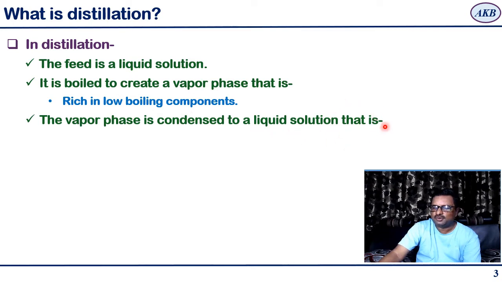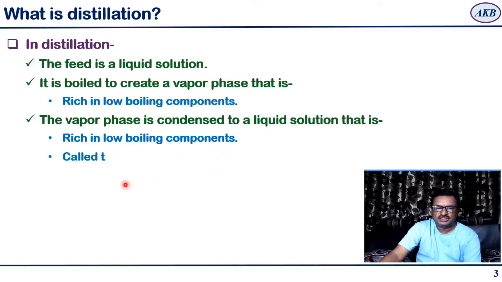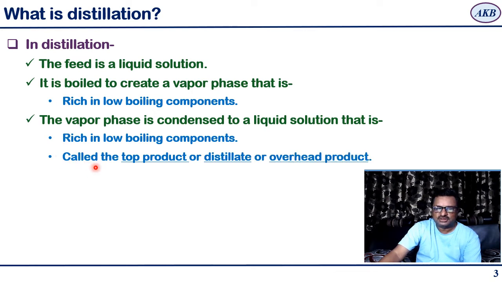And what can you say about that liquid solution? This liquid solution will be rich in low boiling components. Since we are just condensing the vapor which is rich in low boiling components, the resulting liquid solution will also be rich in low boiling components. And this particular solution in distillation is called the top product, or the distillate, or the overhead product.